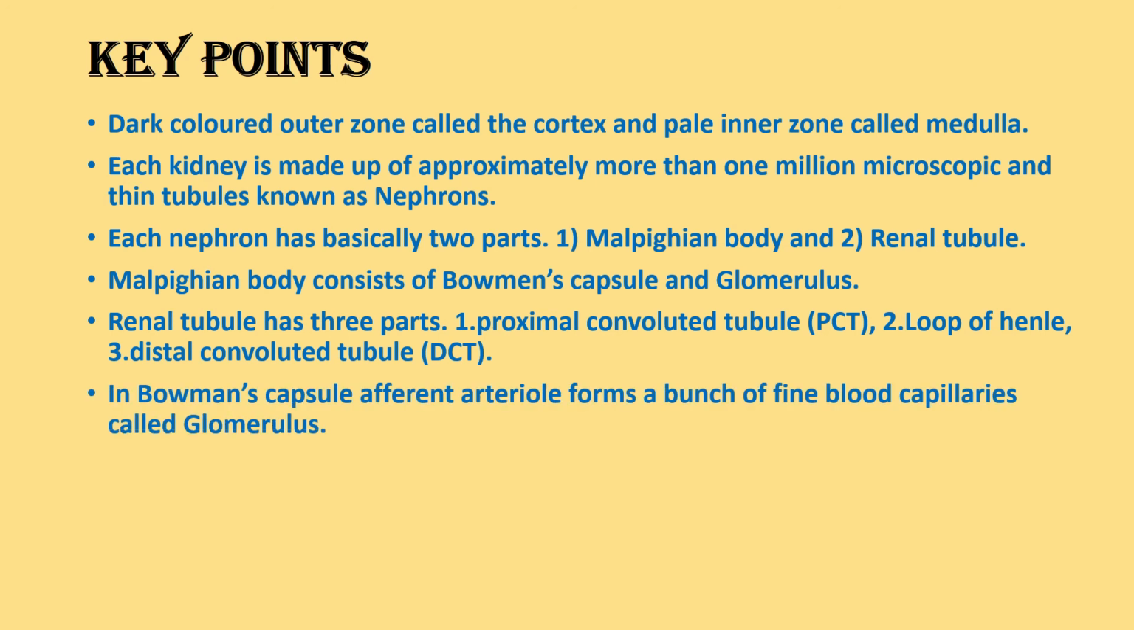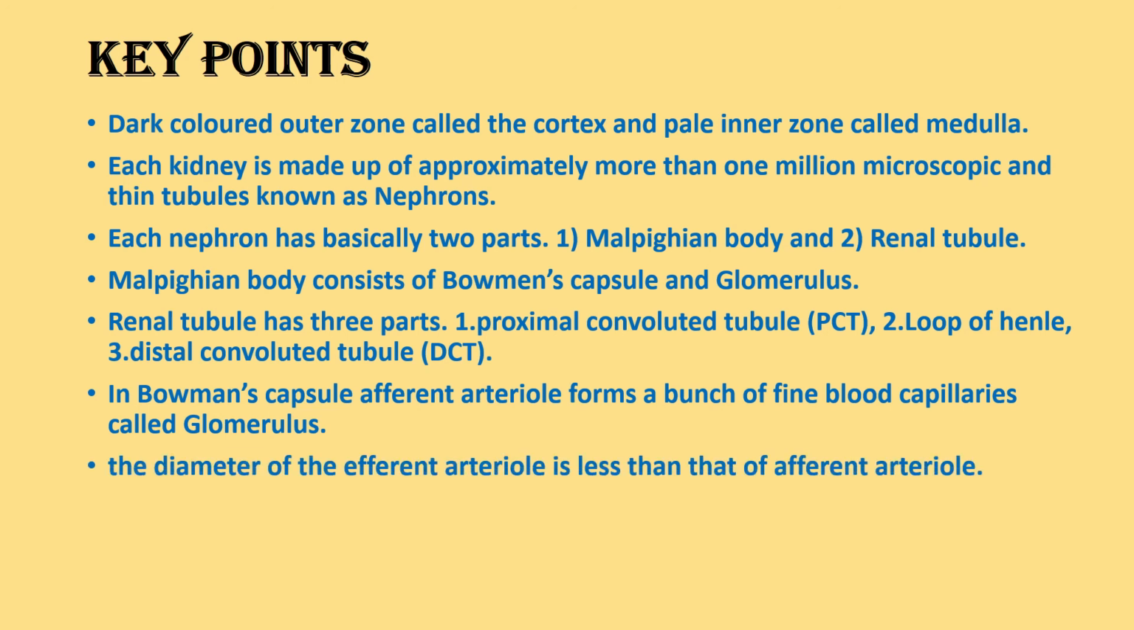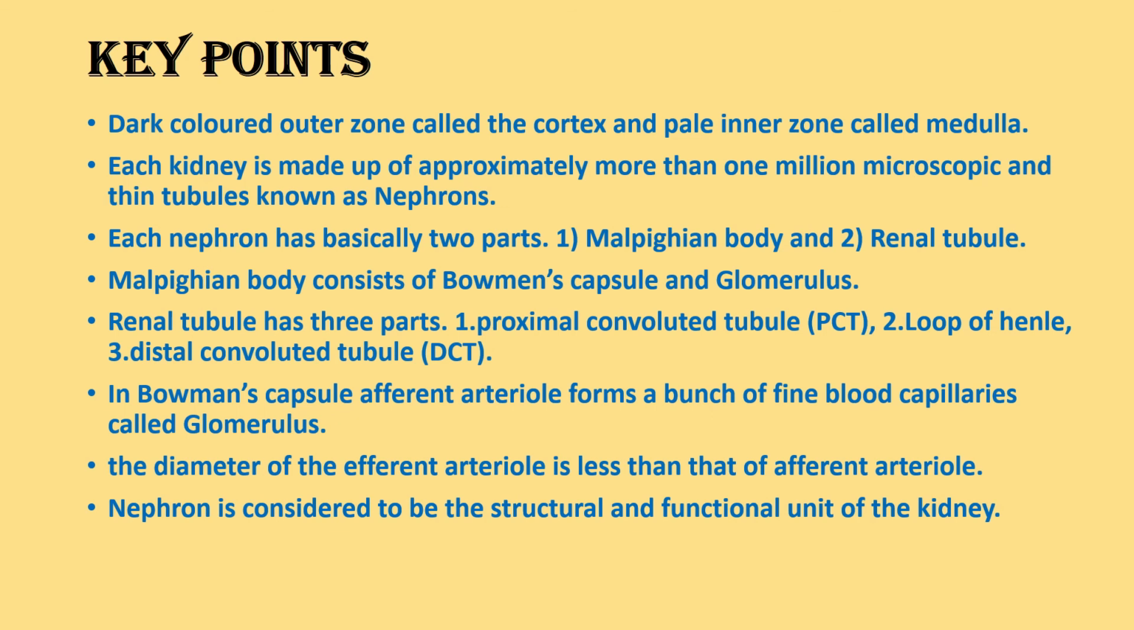In the Bowman's capsule, the afferent arteriole forms a bunch of fine blood capillaries called the glomerulus. The diameter of the efferent arteriole is less than that of the afferent arteriole. The nephron is considered the structural and functional unit of the kidney.